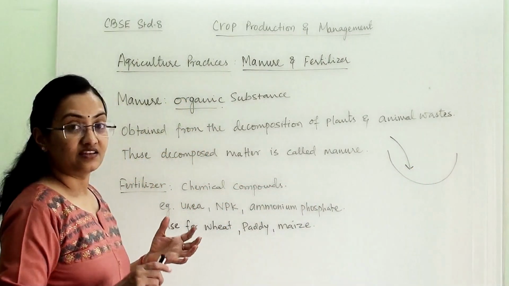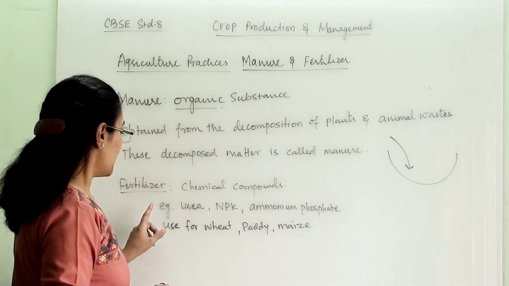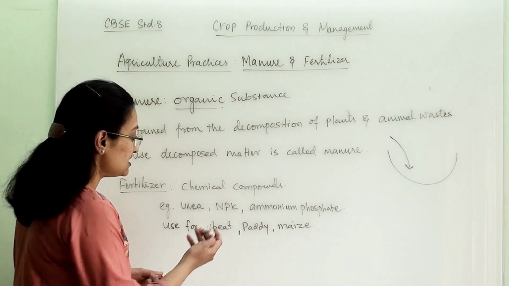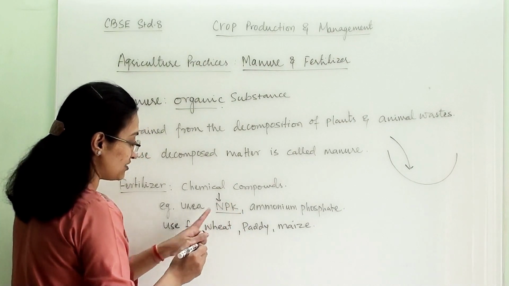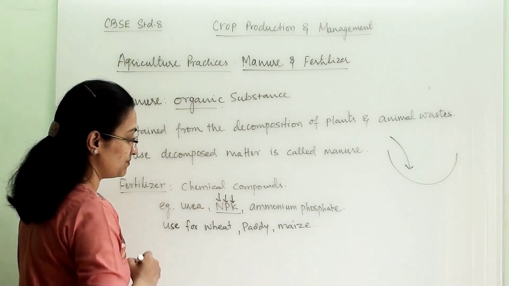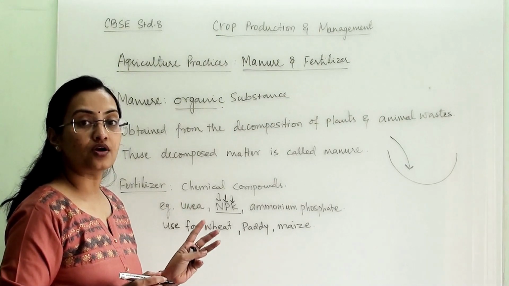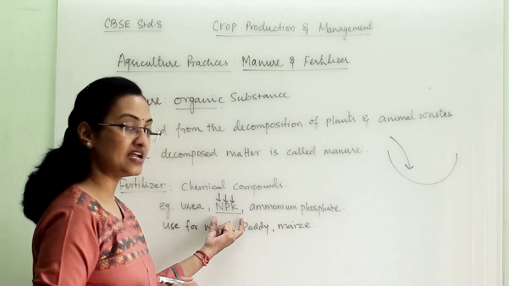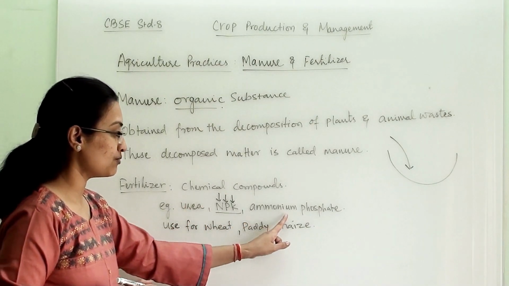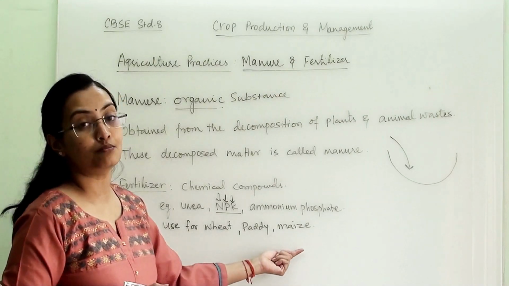Now fertilizer. They are lab based, man-made chemical compounds. Examples are urea, NPK and ammonium phosphate. In NPK fertilizer, N stands for nitrogen, P stands for phosphate and K stands for potassium. These three substances are important for the crop, and this fertilizer is known as NPK fertilizer. The other two are urea and ammonium phosphate. These fertilizers are important for wheat, paddy and maize crops.